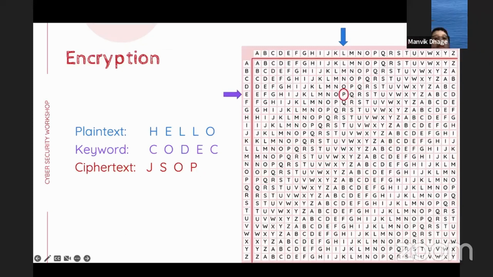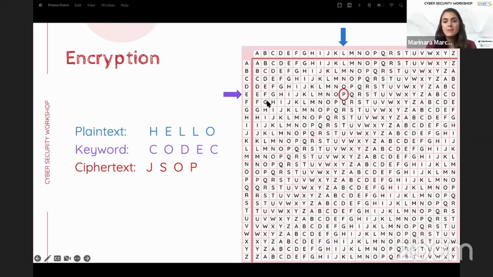I have something else to say. D and E are next to each other. O and P are next to each other as well. Yeah, exactly. Because D and E are next to each other, O and P are also next to each other. Excellent. That's a good observation there. Awesome. Thank you for helping us.